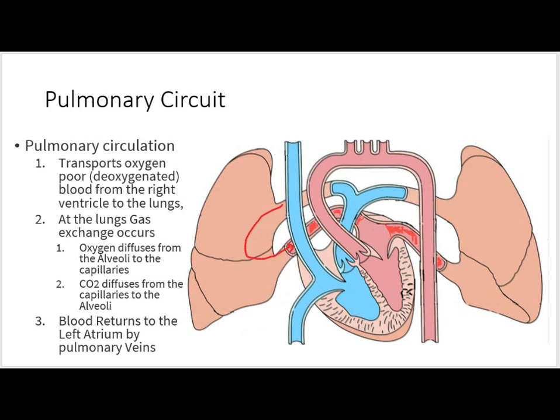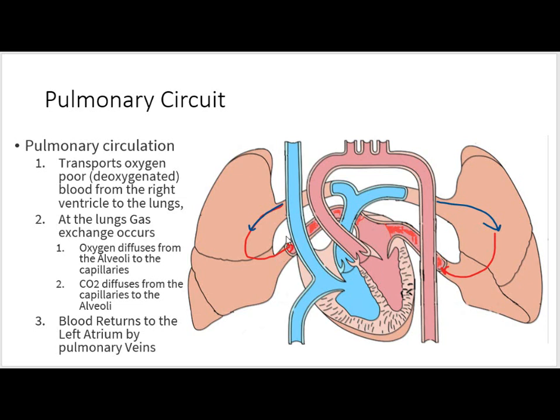So remember, I used the blue color. The blue color basically represents the oxygen poor blood. So if I use the blue color, this blood was oxygen poor up to here. And now after the gas exchange, it became oxygen rich. So the blood came over here as oxygen poor, gas exchange occurred. Now this blood is oxygen rich. That oxygen rich blood is going back to the heart.